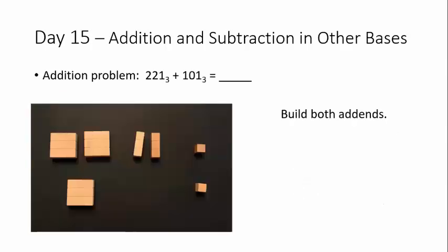Let's look at one in base 3. We have 221 base 3 plus 101 base 3. And again, begin with both addends. Notice in 101 base 3, there is no rod. What kind of trading needs to be done here? Remember, 3 units will be traded up for a rod, 3 rods will be traded up for a flat, 3 flats will be traded up for a cube.